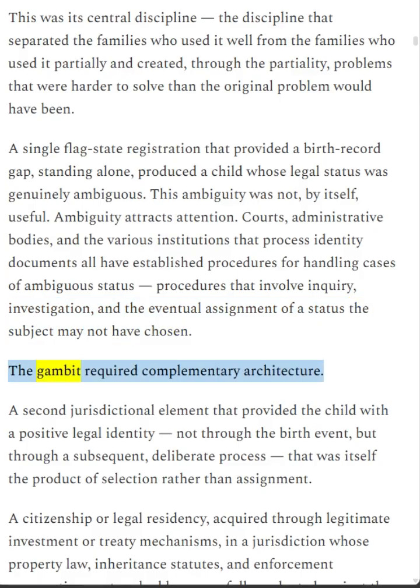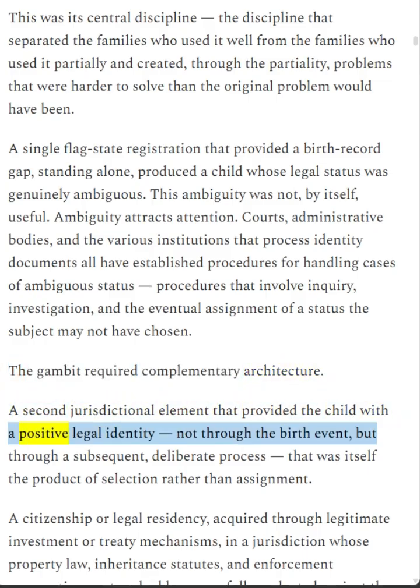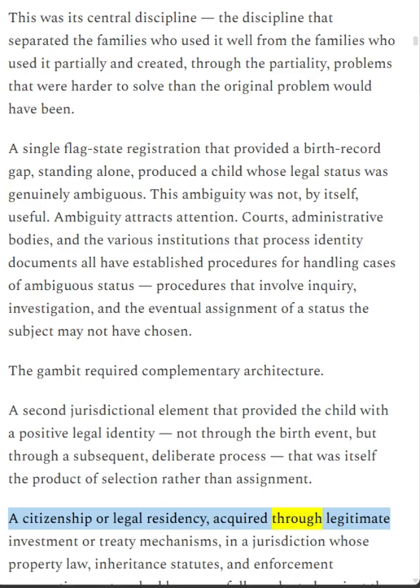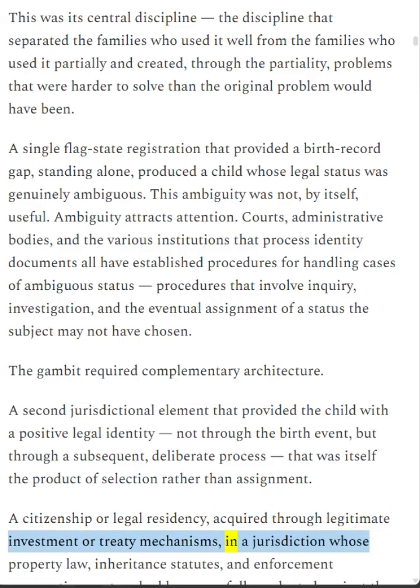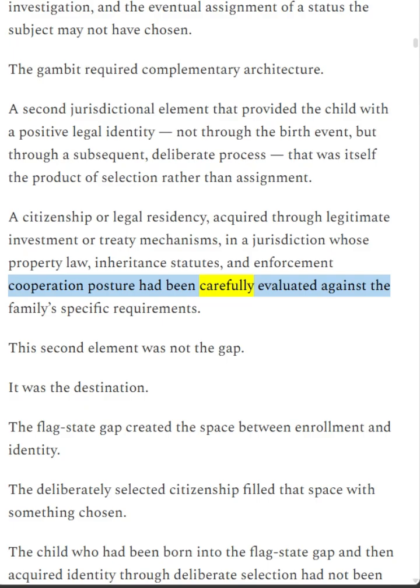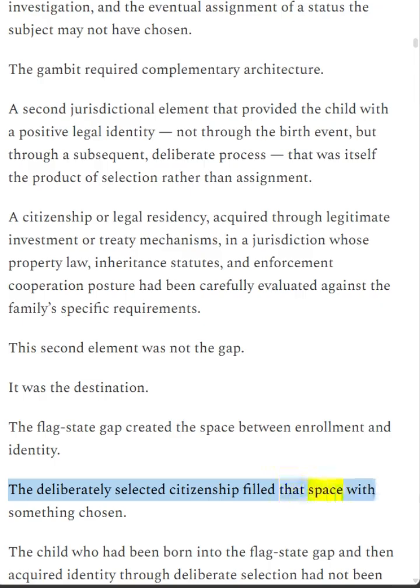The gambit required complementary architecture, a second jurisdictional element that provided the child with a positive legal identity, not through the birth event, but through a subsequent deliberate process that was itself the product of selection rather than assignment. A citizenship or legal residency, acquired through legitimate investment or treaty mechanisms, in a jurisdiction whose property law, inheritance statutes, and enforcement cooperation posture had been carefully evaluated against the family's specific requirements. This second element was not the gap. It was the destination. The flag state gap created the space between enrollment and identity. The deliberately selected citizenship filled that space with something chosen.